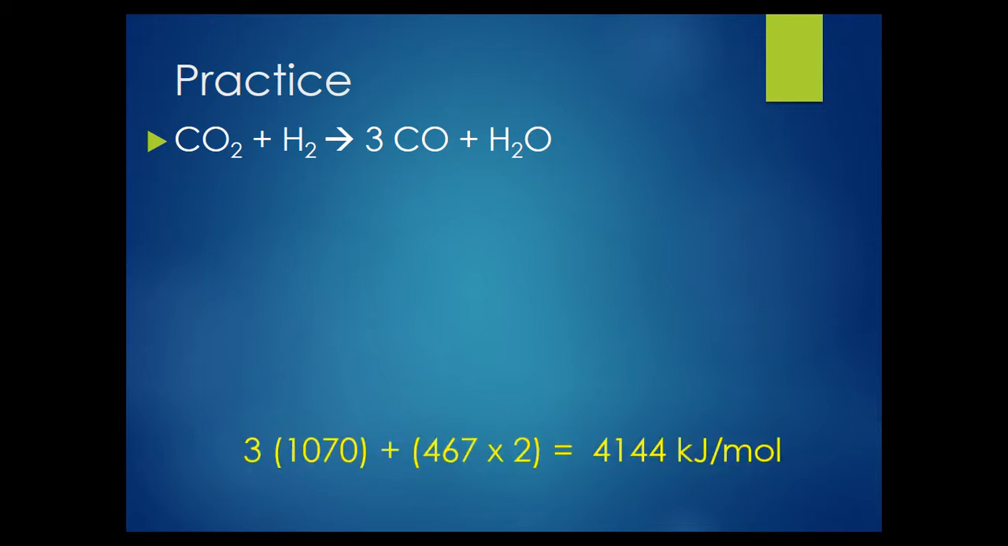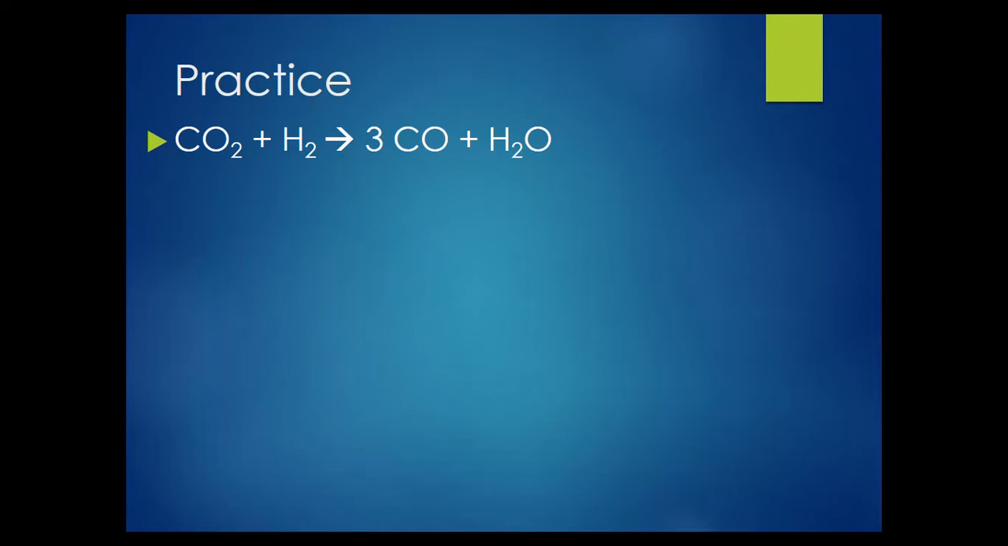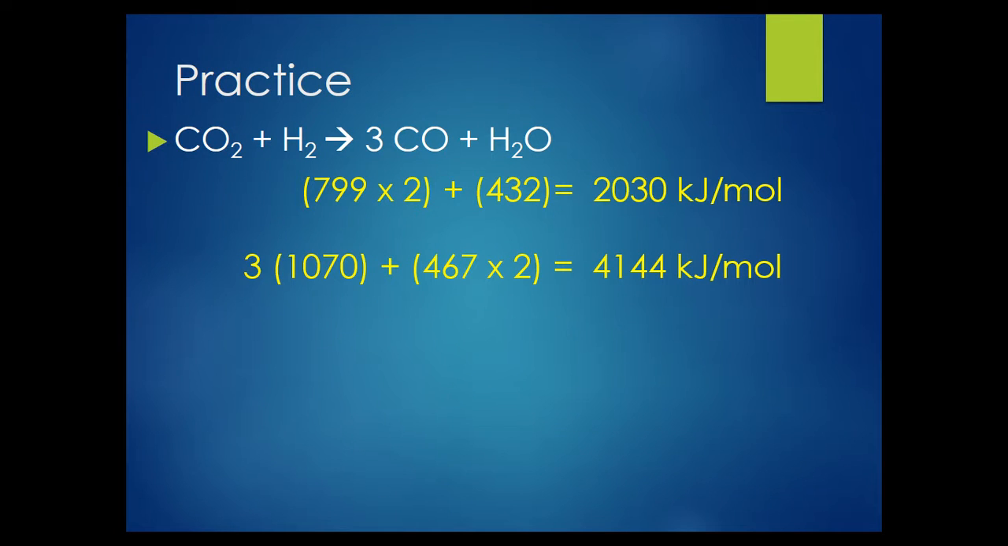For the next problem, I have CO2 plus H2, and it's going to make 3 carbon monoxides and 1 water. Okay, I actually have my animation out of order here. So here's this guy. Here's my reactant. So I've got 2 CO2. I have 2 double carbon-oxygen bonds. That's this guy. Plus 1 hydrogen-hydrogen bond. That's right here. And there are no coefficients here, so I don't have to worry about multiplying it. That's my total for my reactants.